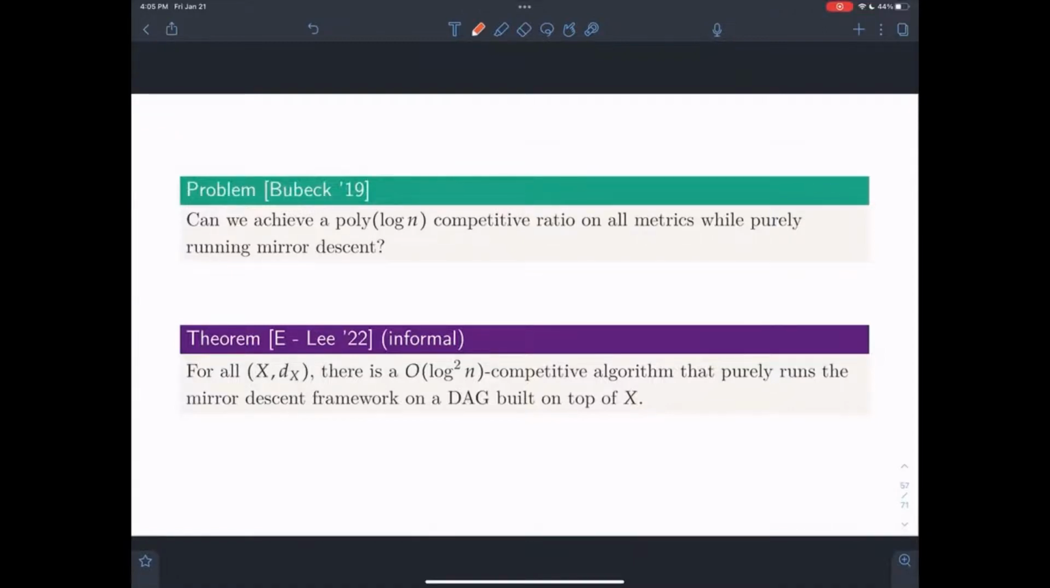And we show that essentially we get the same competitiveness guarantees via purely running a mirror descent algorithm on a DAG that is built on top of the given metric X. So what do I mean by that? I'll explain that in a minute.